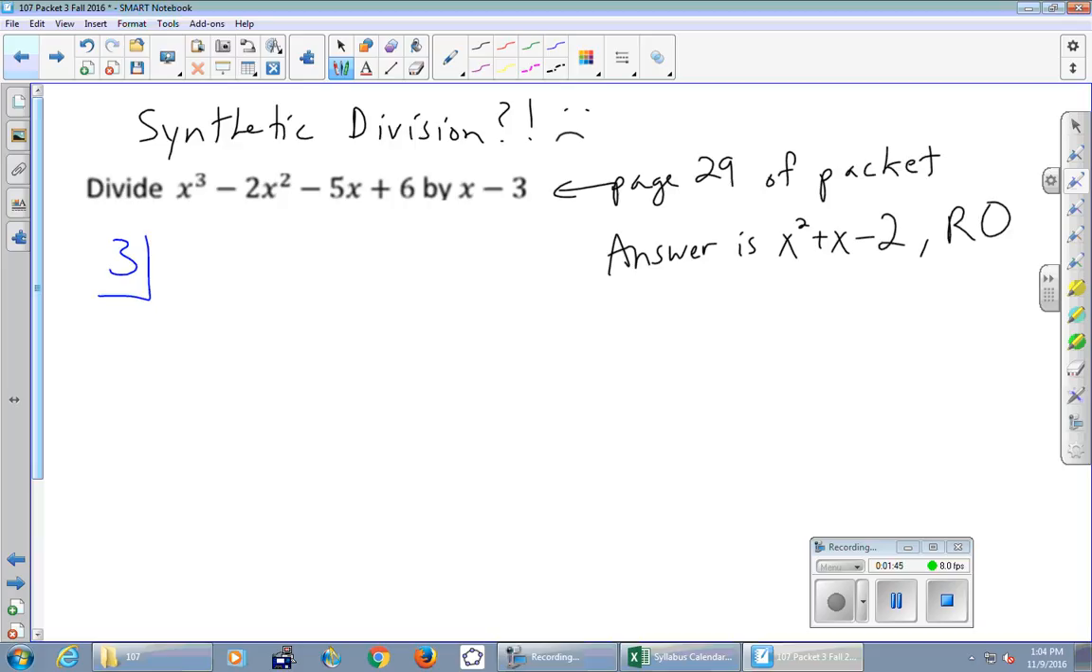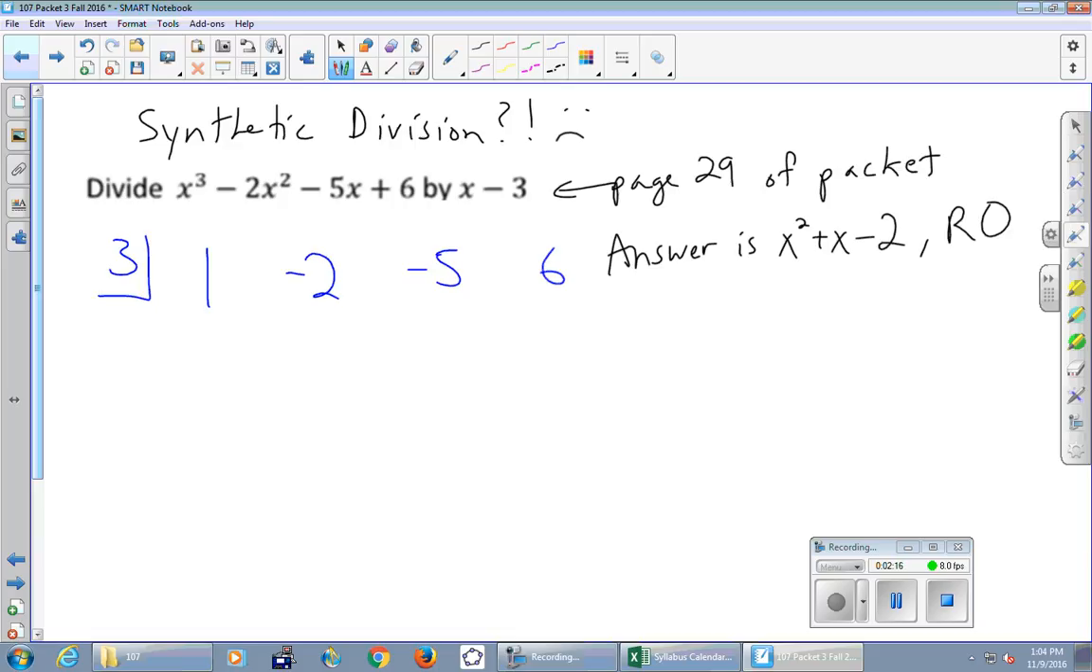Next, we're going to write down this thing that we're dividing into, except we're not going to write the x's. We're just going to write the coefficients. So what's the coefficient of x cubed? It's 1. And the coefficient of x squared is negative 2. And I'm imagining they just have a little space in between, so they're not connected in any way. They're just kind of floating. The next one, negative 5 and positive 6 is there. Okay, give yourself a little bit of room there. You don't want the numbers banging into each other.